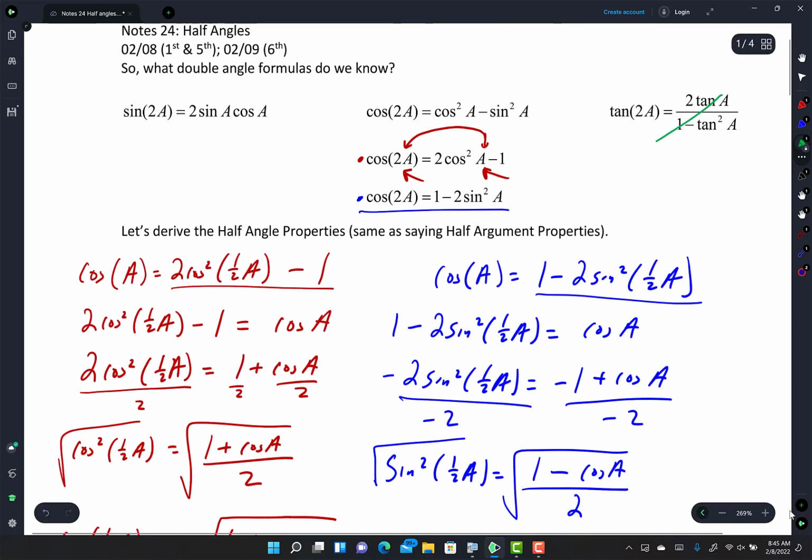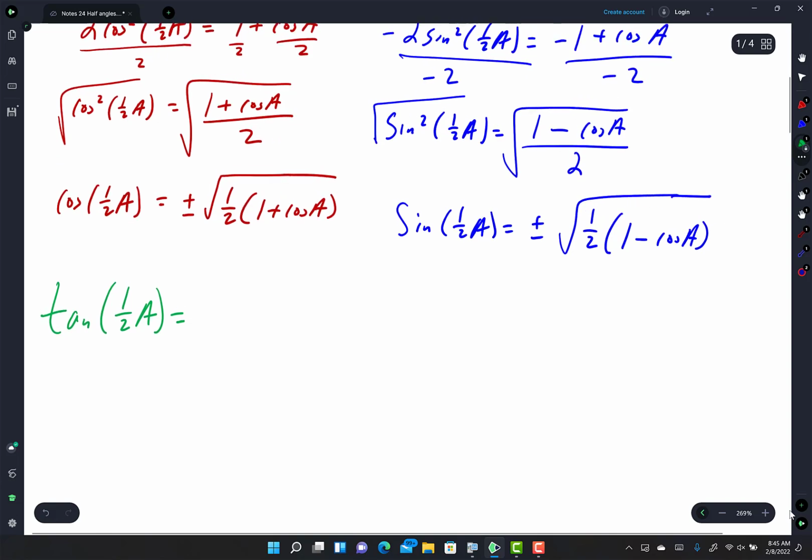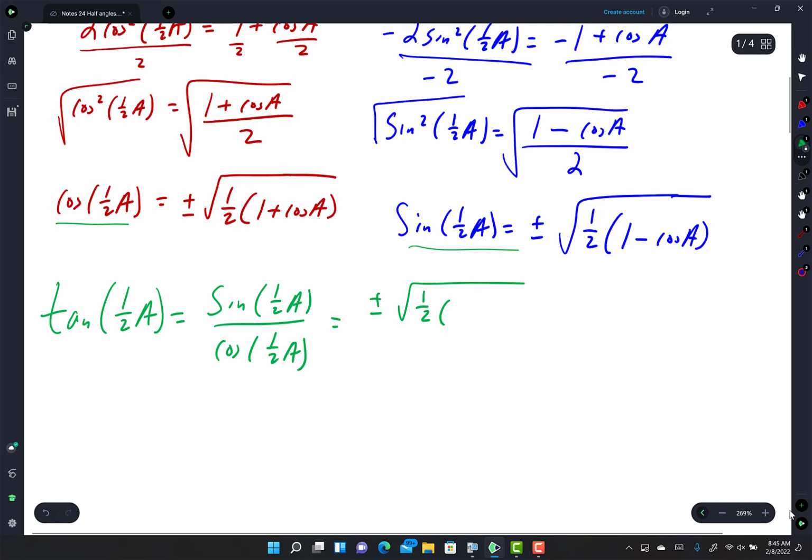No, we're not going to use that guy. We're going to use these two because I have the same argument. You know what I mean? So tan half a is the same thing as sine half a over cosine half a. Do you guys agree? And sine half a is, let's see, plus minus square root 1 half parenthesis 1 minus cosine a over plus minus square root 1 half 1 plus cosine a.